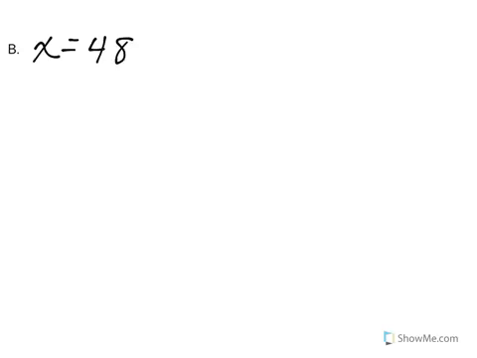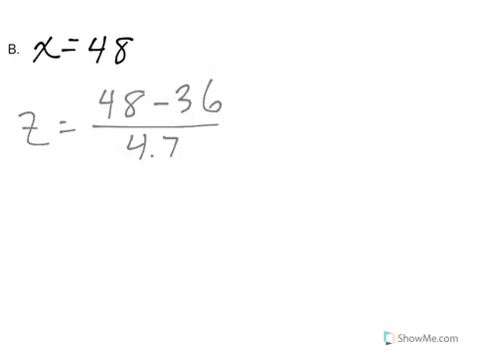Part B. My data value is 48. So again, I'm starting with data value minus my mean of 36 divided by my standard deviation of 4.7. Again, I start in my numerator and I subtract. Parentheses if you're going to put them all in together.